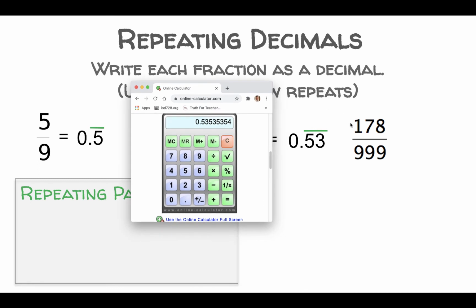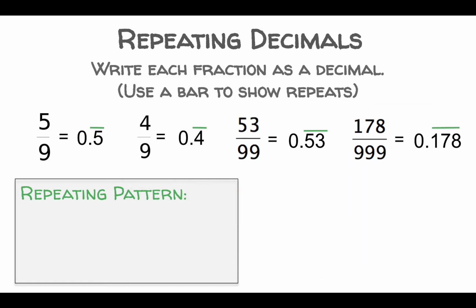Here's our final example, 178/999. It's kind of a difficult fraction to say. 178 divided by 999. There's my decimal, 0.178178. It took the 7 that was here and rounded up to an 8, but the 1, 7, and 8 repeat forever. So I want to make sure that my notation bar goes over all 3 of those digits. Do you notice a pattern here?